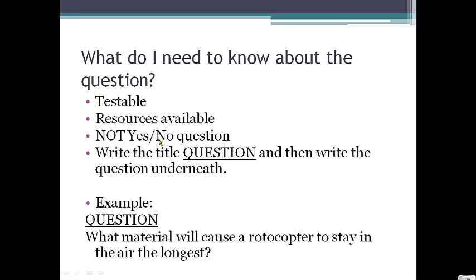When you write down your question, or if I've given you a question, when you go to write it down, you're going to put the word question at the top, left-hand corner of the page on the left-hand side, and underline it, and then write the question underneath. So here is my question for the rotocopter experiment: what material will cause a rotocopter to stay in the air the longest? Because remember, I want to know, is it construction paper, is it printer paper, or is it tissue paper?